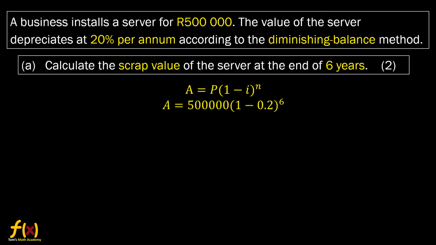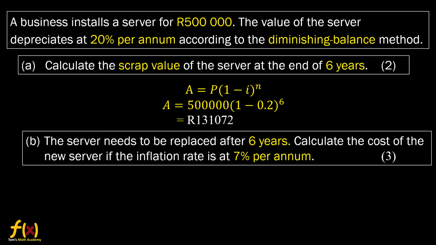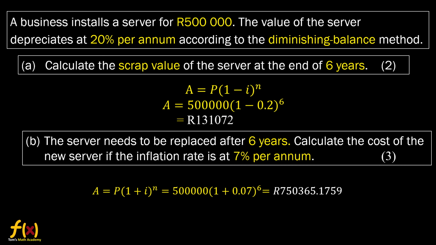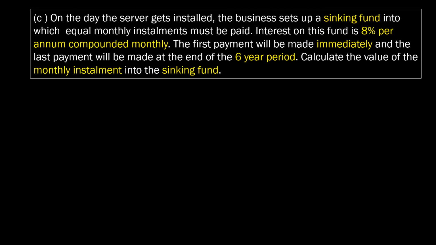The server needs to be replaced. Calculate the cost of the new server, 7% per annum. We use the compound increase formula. We get the cost of the new server. It is 750,365.